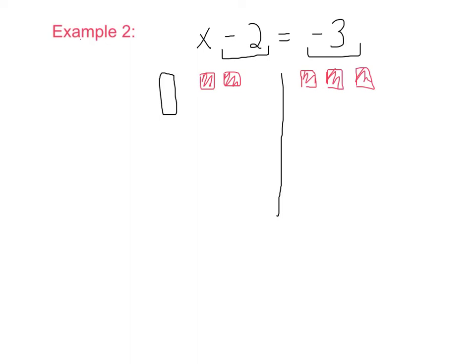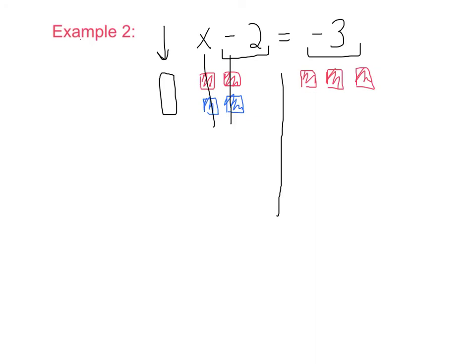Model the initial problem. From here I have to ask myself, I want x to be alone. Currently on the left-hand side it is not alone. I have 2 negatives. So I have to ask myself, what can I do to get rid of those 2 negatives? Well, I know 2 positives will cancel that out. So I'm going to add 2 positives to the left-hand side. I know that I can show this, and that will cancel.